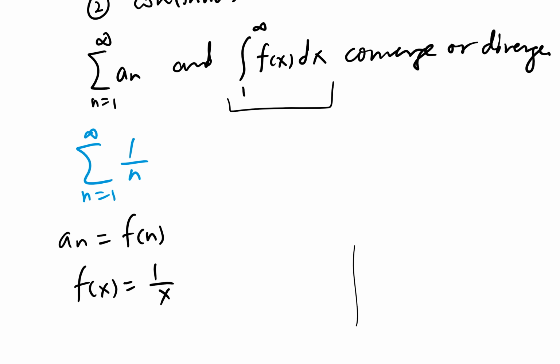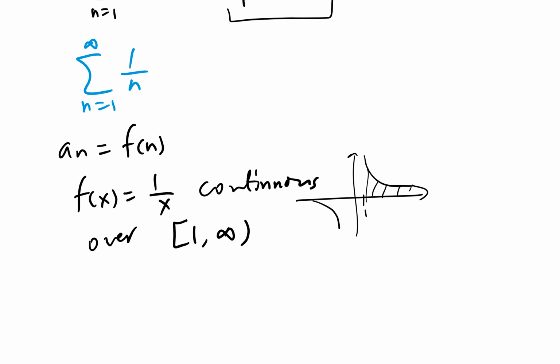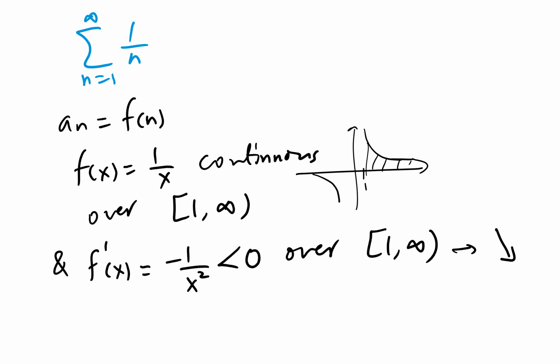Remember, the graph of this function goes like this, but we're only working from 1 to infinity, so we're working over this part. So it is continuous, and you must state that, over the interval 1 to infinity, because that's where the limit is. And we need to check if it's decreasing by finding the derivative. I'm sure everyone knows how to find that derivative. Notice this is less than 0 over the interval 1 to infinity. So it's decreasing and continuous, so the integral test is applicable in this case.